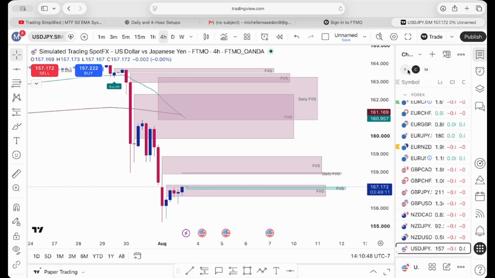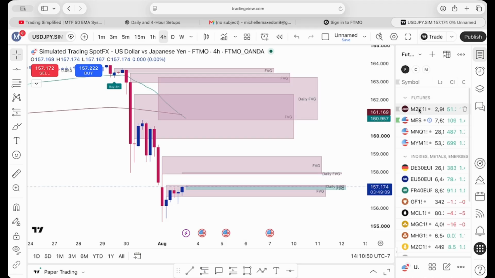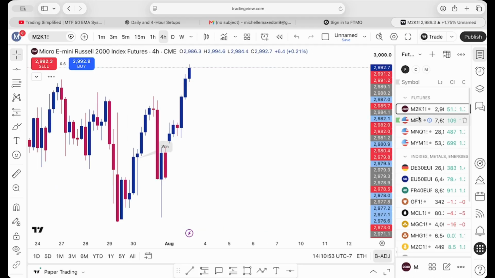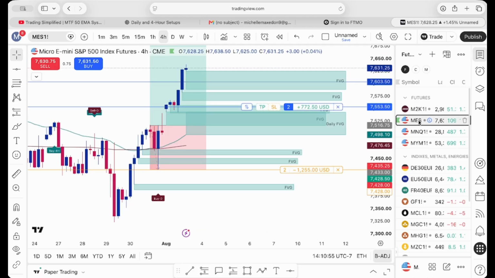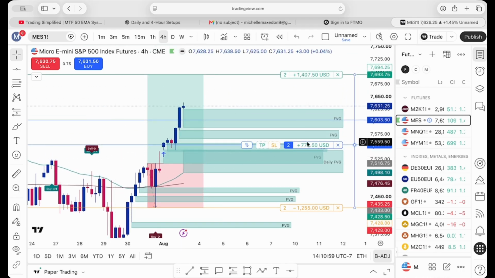Okay, that's it for our forex pairs for the 4-hour. Let's go over to our futures symbols and check the 4-hour on this one. Okay, so this is the S&P 500. We are still in profit. Here's our 1-to-1 right here.